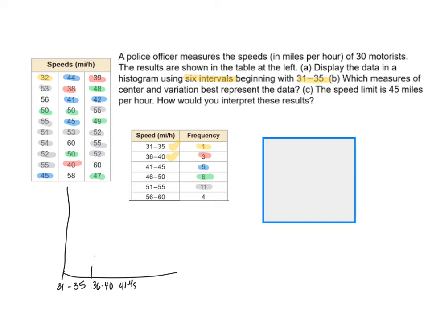41 through 45, 46 through 50, and you make a height as high as each goes. So we have to go our height up to 11: 1, 2, 3, 4, 5, 6, 7, 8, 9, 10, 11. So my first interval has a height of 1. For me, I like to put the height on because sometimes everyone has bad handwriting. 36 through 40, we go up to 3. 41 through 45, we go up to 5.